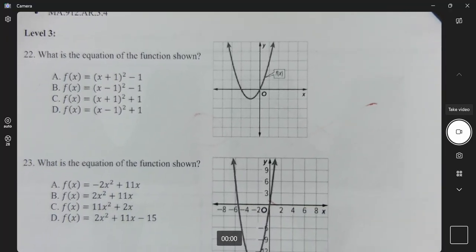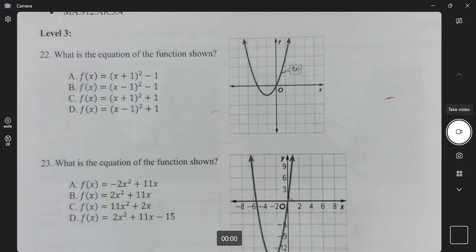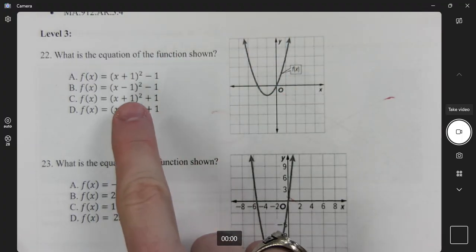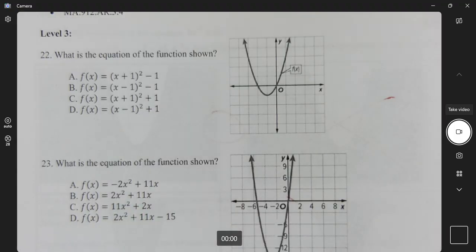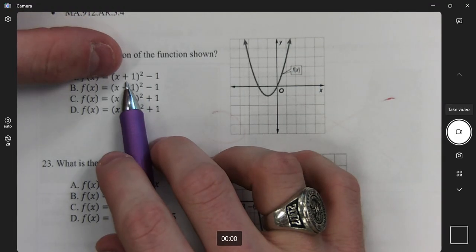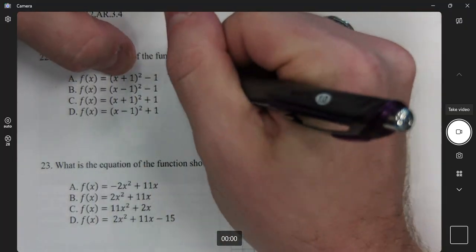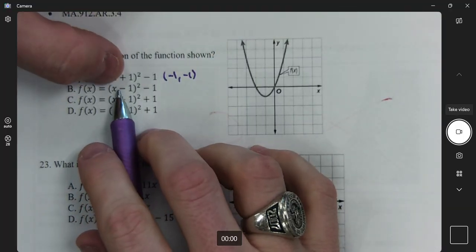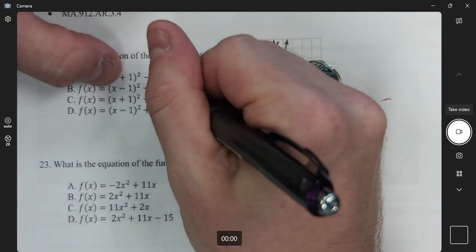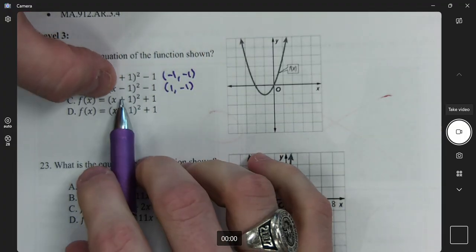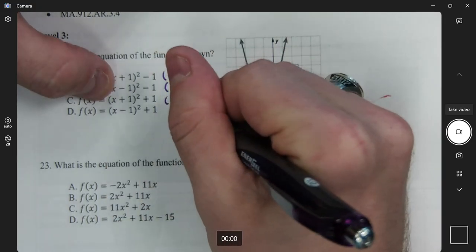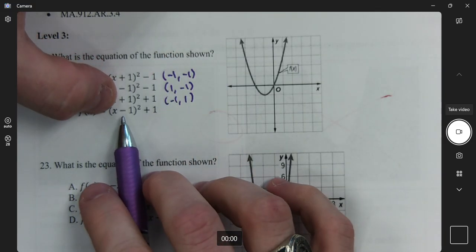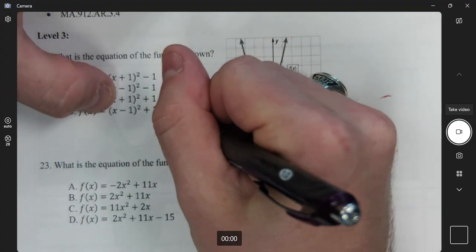What is the equation of the function shown? Well, the easiest way to know how to do this is to just know that all of these are vertex form and know that the vertex is what makes the inside equal 0, comma, the number to the far right. This one's vertex will be at -1, comma, -1. This one's vertex is at 1, comma, -1. This one is -1, comma, +1. And this one is 1, comma, 1.